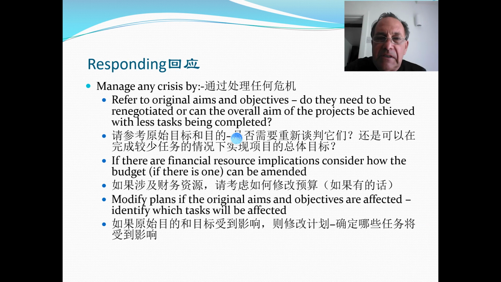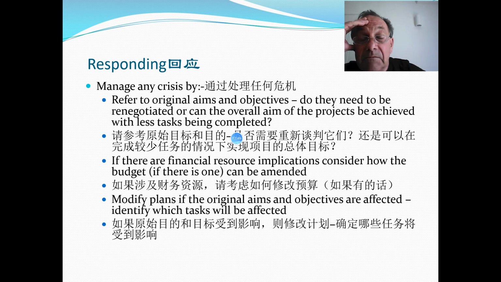How we respond to these shocks is critical in order to be able to continue with the project. And the first thing we would normally do is refer back to what the original aims and objectives were, to see whether they need to be renegotiated, or can the overall aim of the project be achieved with fewer tasks being completed.